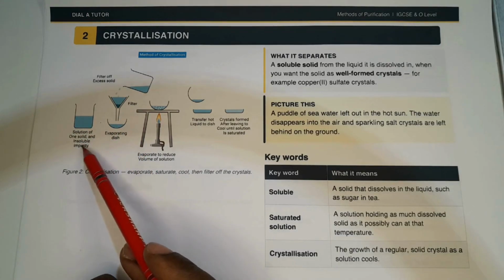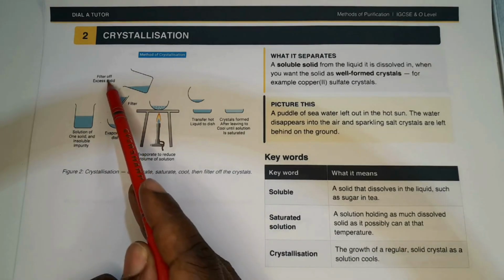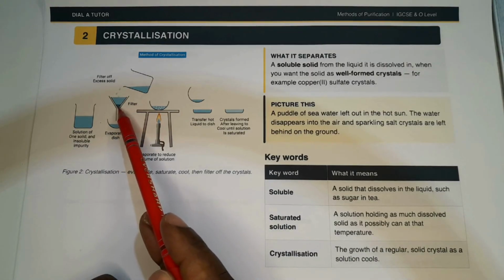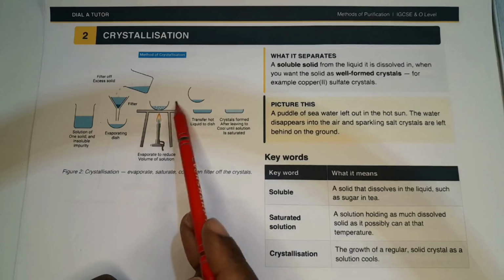A solution of one solid and insoluble impurity. So that's the one that we need to filter off, the excess solid, which will remain behind. Now, what we do have is the soluble solid in its solution.